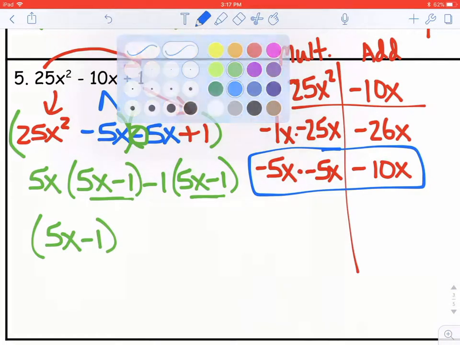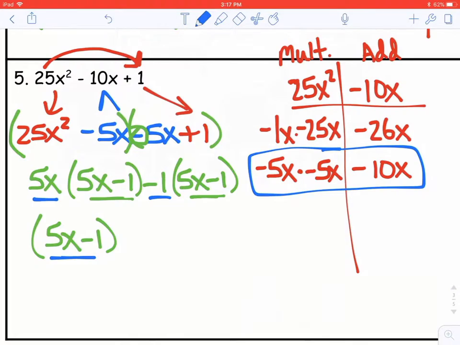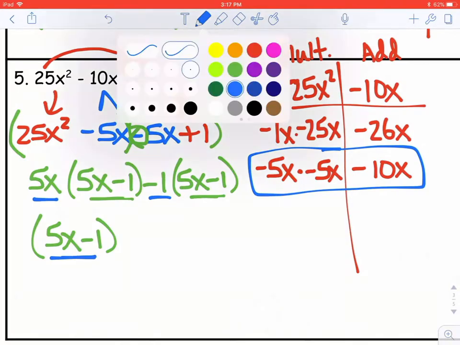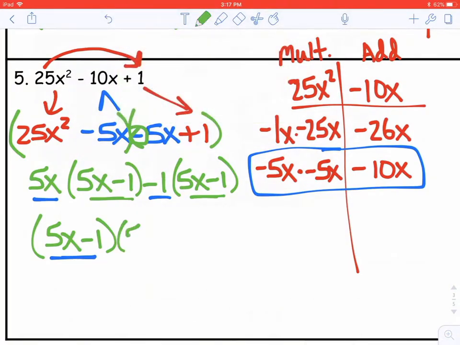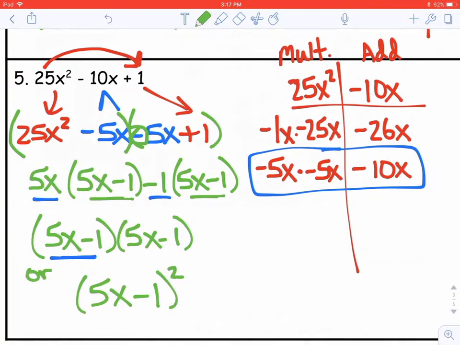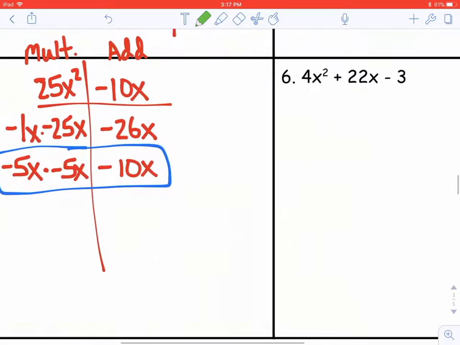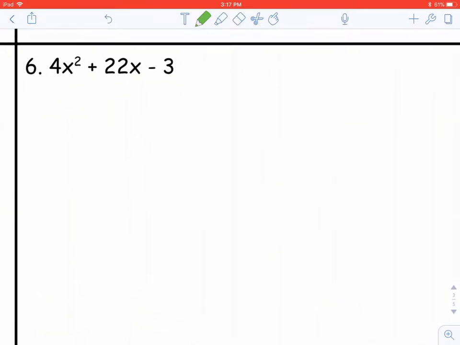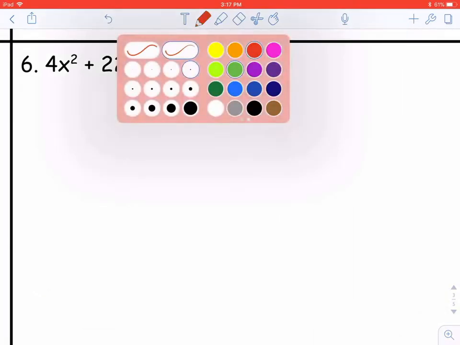And then notice our factors that we took out. In other words, these two become one factor. And then the ones that match become the other factor. And they are the same for this one. So you could write it as 5x minus 1 squared. You don't have to, so I'm just going to put an or right there. They could be separate, or you could put them together as a square. Now let's look at example 6, our last example of trinomials.